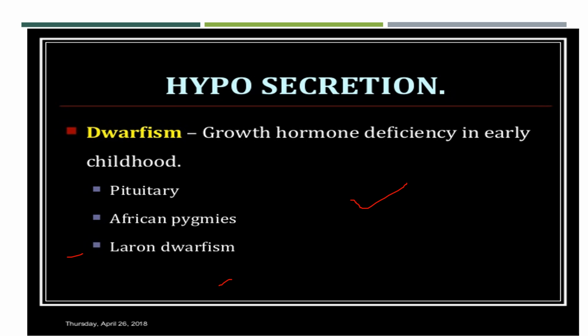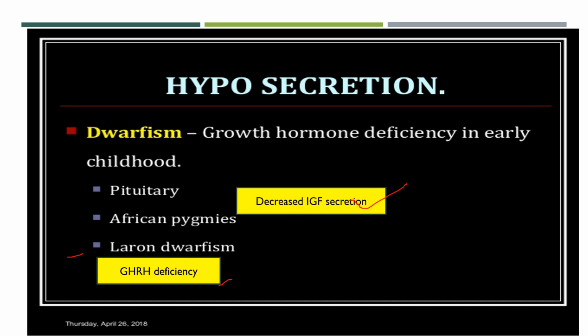Now, conditions where there is hyposecretion of growth hormone may lead to dwarfism. The hyposecretion may be at the hypothalamus level, that is growth hormone releasing hormone deficiency, or at the level of the pituitary, that is a pituitary dwarf, or decreased secretion of insulin-like growth factor, which happens in African pygmies, or there may be decreased or unresponsive growth hormone receptors, which happens in Laron dwarfism. A pituitary dwarf, or dwarfism due to growth hormone deficiency, is characterized by short stature and correspondingly delayed bone and sexual maturation.